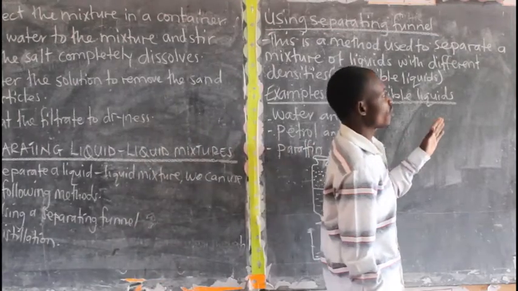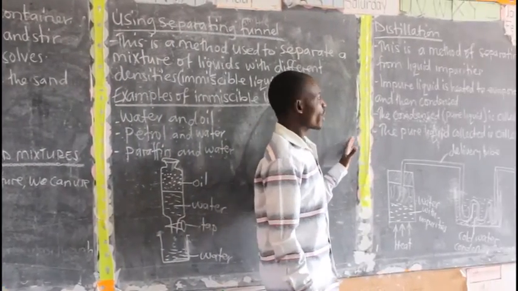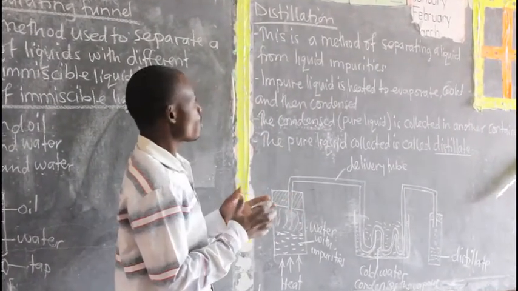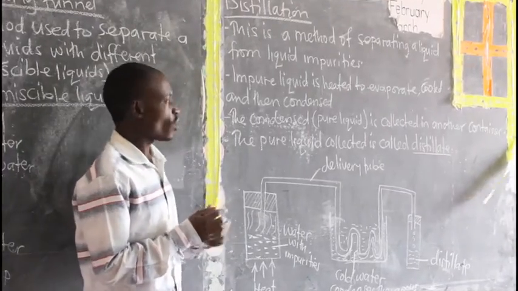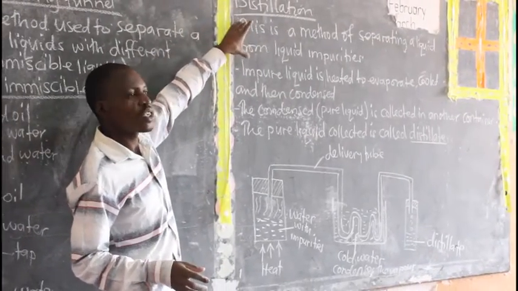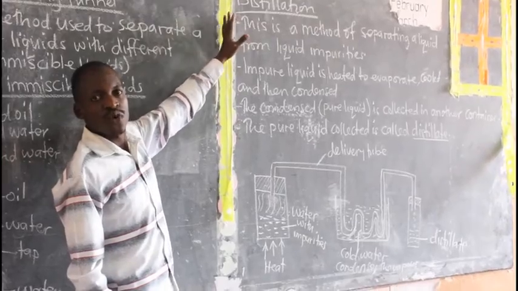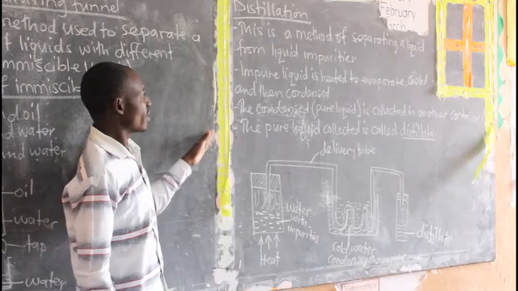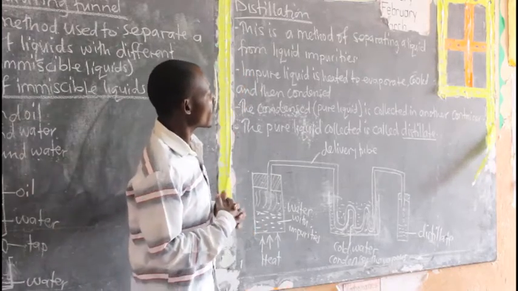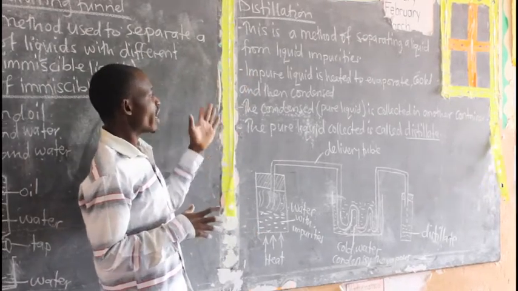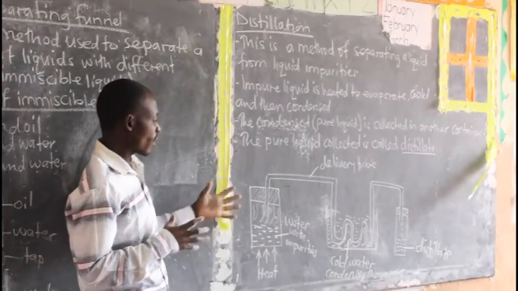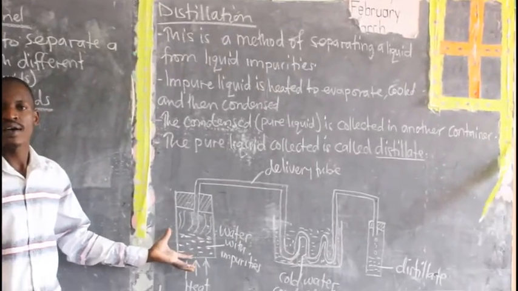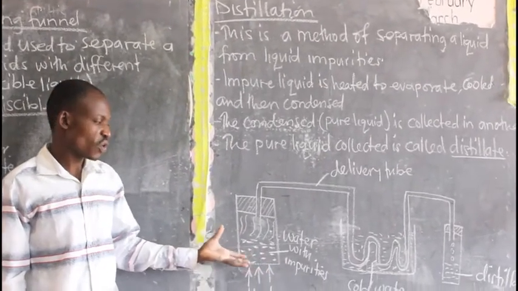Then we have the distillation method. Distillation is a method of separating a liquid from liquid impurities. Here we have a liquid which is not pure, and you want to remove the impurities and remain with the pure liquid. So impure liquid is heated to evaporate, cooled and then condensed, as you see in our diagram. Here we have water with impurities, meaning that this water is not pure.